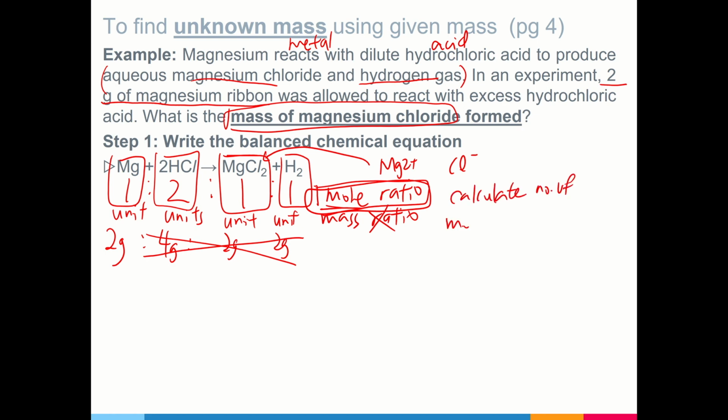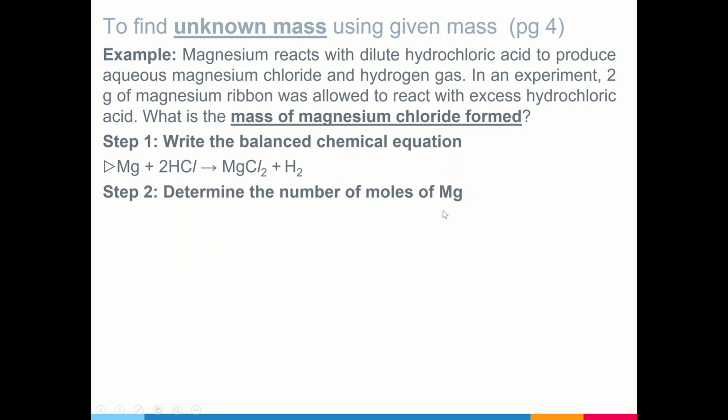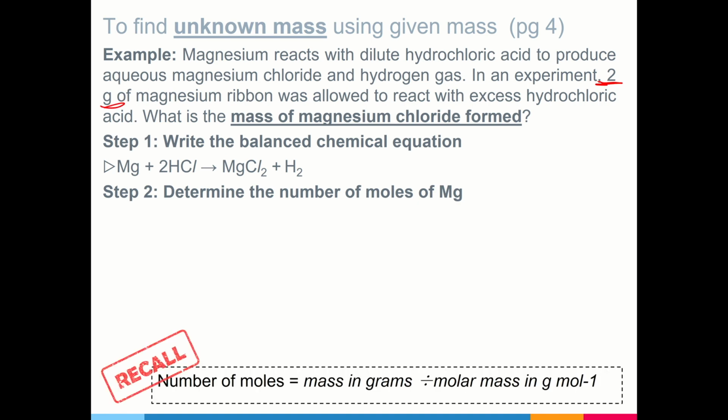We must calculate the number of moles, because the number of moles is the same as the number of units. So what is the next step? The next step will be to determine the number of moles of magnesium, because I have 2 grams here. Recall, molar mass is the mass of 1 mole of substance.